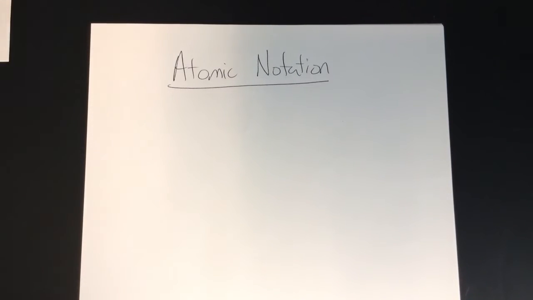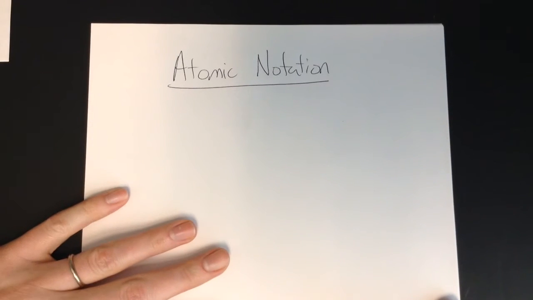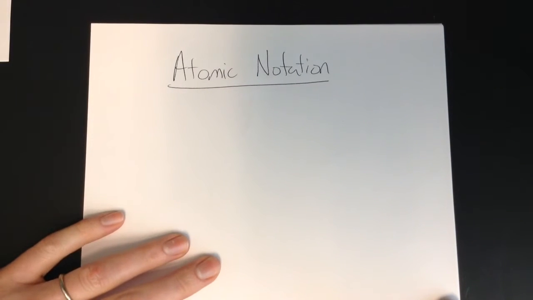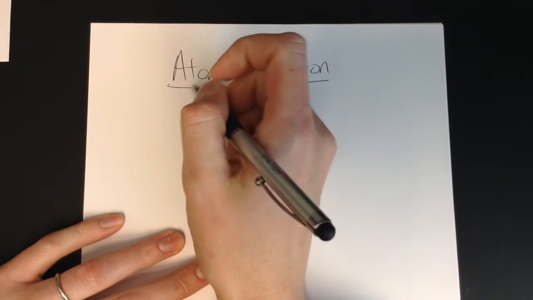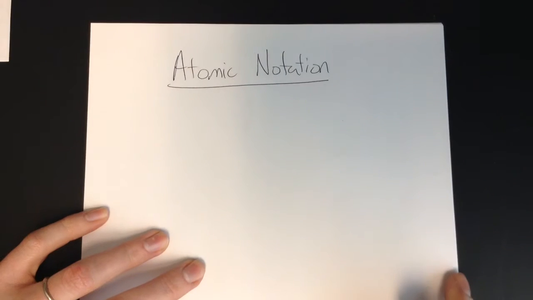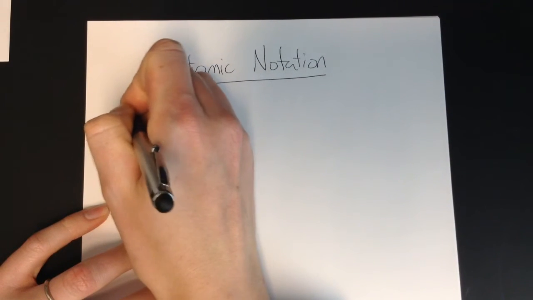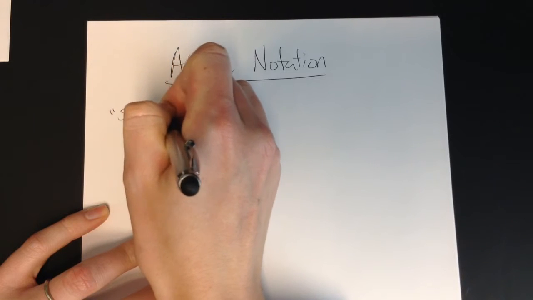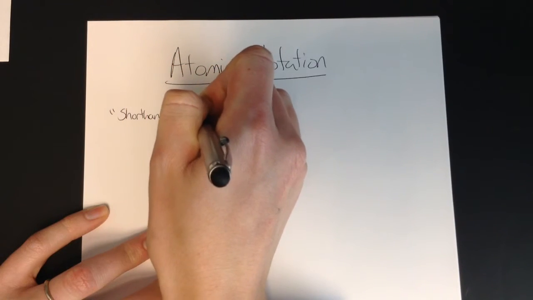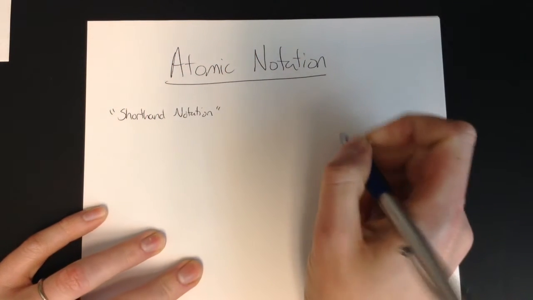We're going to talk in this video about atomic notation. That's different ways that you can write out the particular element and isotope that you're talking about when you're talking about atoms. I'm going to give these some random names here. This first one I'm going to call shorthand notation. Shorthand notation includes a letter.